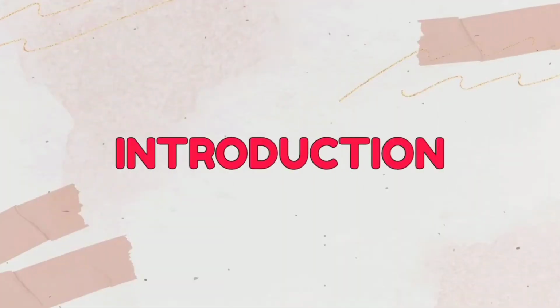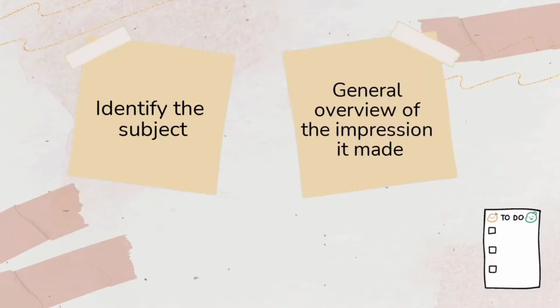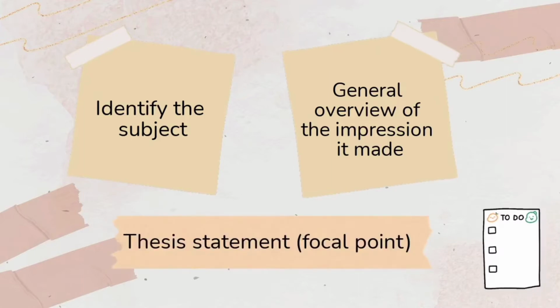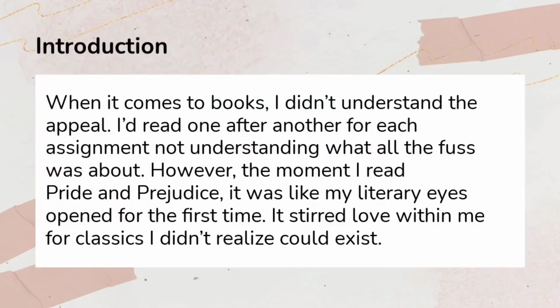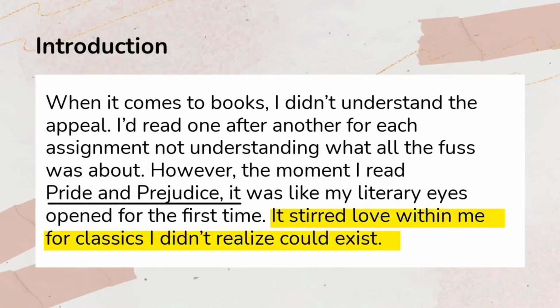For the introduction, you need to identify the subject and give a general overview of the impression it made on you. You also need to add a thesis statement that will serve as a focal point of the essay. For example, you can see in this introduction right here, the subject is the book, which is called Pride and Prejudice. So you need to give a general overview of the impression that it made on you. The highlighted sentence here is the thesis statement, which is the focal point of the essay.